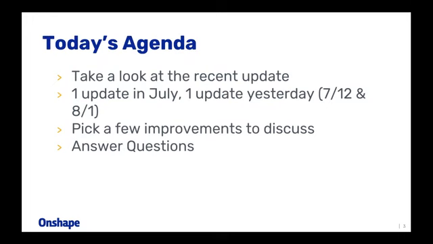Now, the agenda today is pretty straightforward. We're going to take a look at the recent updates. There was one in July and then one yesterday. So on July 12th and August 1st, we launched updates. What I'd like to do is pick a few improvements from each one of those updates and go through and discuss them. And also, of course, as I mentioned before, answer any questions that you have. So if you have any questions, please type them into the questions section in the GoToWebinar control panel. All right, so let's dig into it. As I mentioned before, there are two updates that I want to talk about here today. First, the July 12th update, and then the update that we launched yesterday on August 1st.